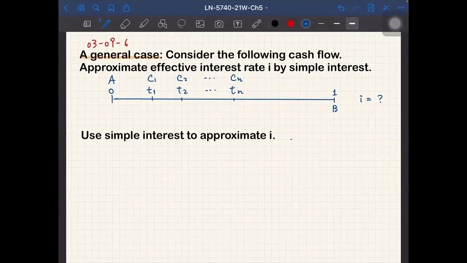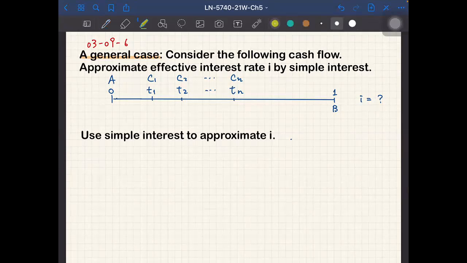Hi, we continue section 5D, a linear approximation of earned interest. And now we have a general case. So consider the following cash flow and approximate effective interest rate I by simple interest.